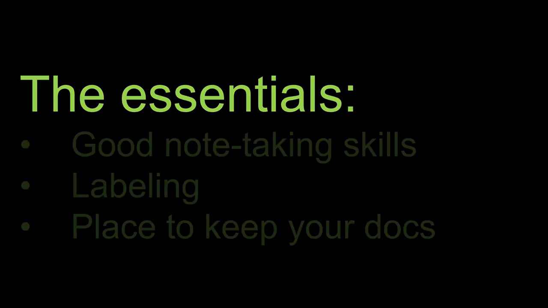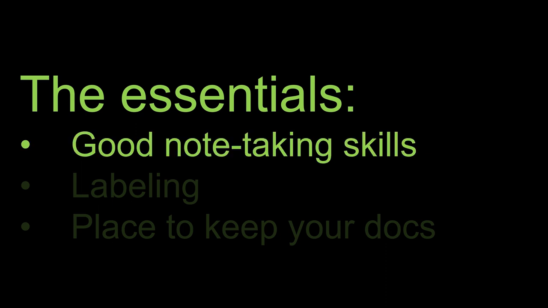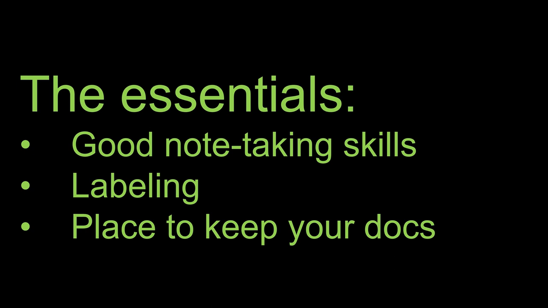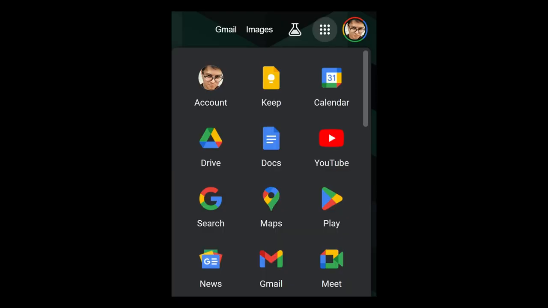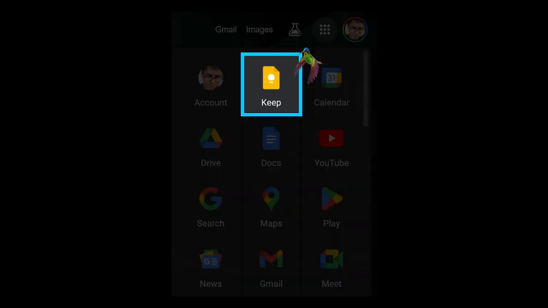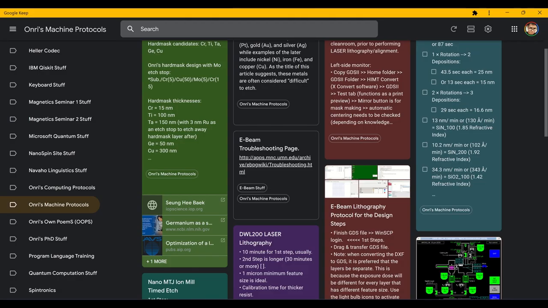So the essentials for using GitHub involve good note-taking skills, organization, labeling, things like that for making good repositories, directories, and a good place to keep your documentation. So this could be on a cloud folder or local storage drive or a combination of both. One I like to use is called Google Keep. This comes with every Google account for free, and here's an example of my Google Keep. You can store text on here, you can store images, things like that.